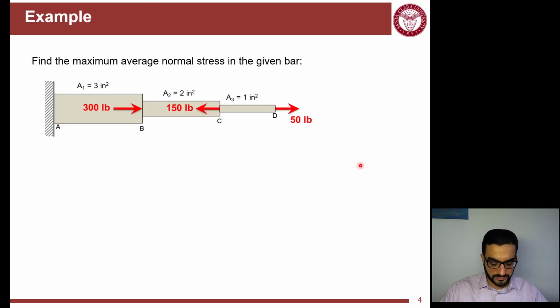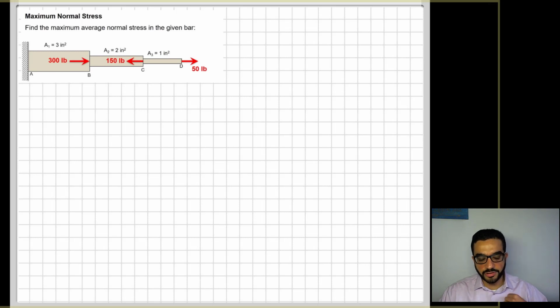So let's see an example here. I'm trying to open my iPad. The example we have here is a bar A, B, C, D with different cross-sectional areas and different forces along its length. So you see here my engineering paper, kind of virtual.